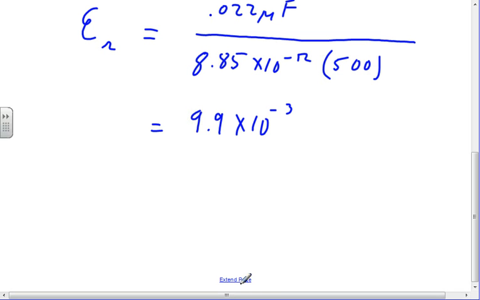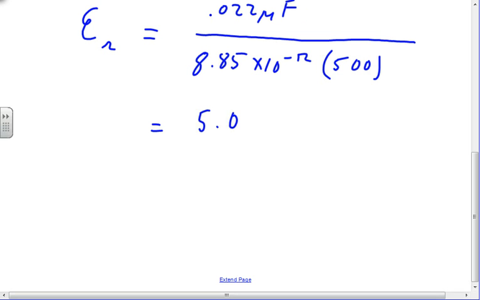You got 1.2? 0.022 EE minus 6 divided by 8.85 EE minus 12 divided by 500 equals 4.97. We'll call it 5. I think because I got out of my chair, I hit the equal key twice or something. 5.0. All right, so now we're going to write down the final answer.